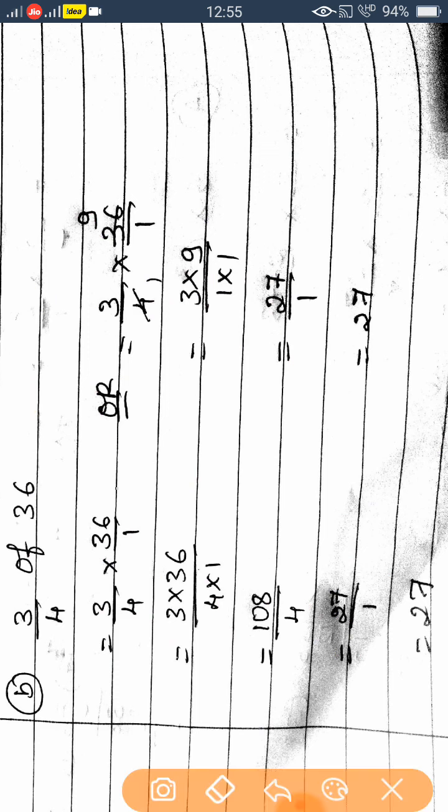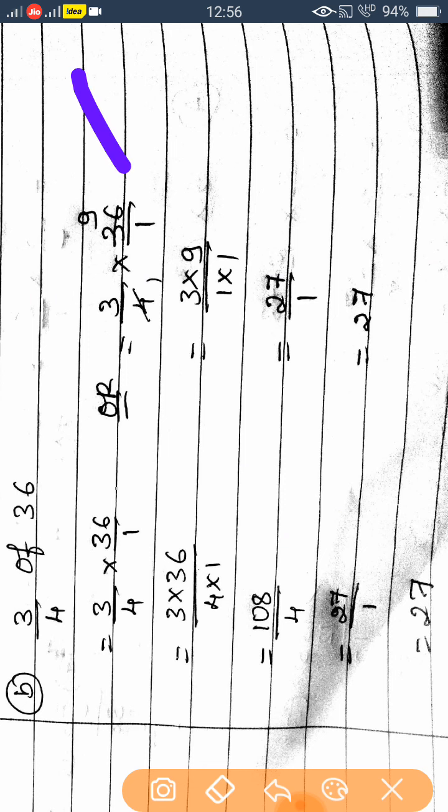we have 3 into 36 as 108, 4 into 1 is 4. So if we divide 108 by 4, we get 27 by 1, which is nothing but 27 as a whole number. Or else by cancellation, what happens here?